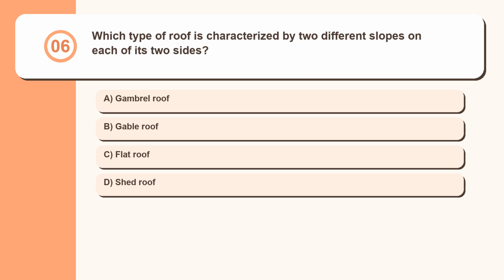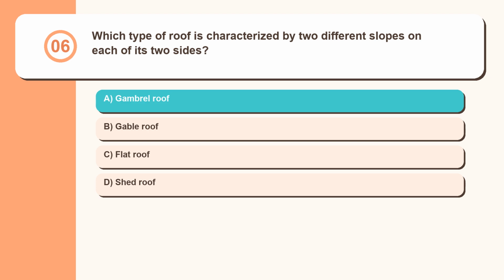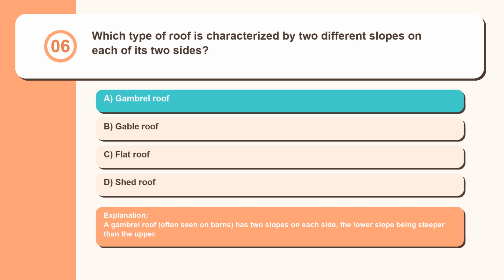Question 6. Which type of roof is characterized by two different slopes on each of its two sides? Gambrel roof, gable roof, flat roof, shed roof. A gambrel roof, often seen on barns, has two slopes on each side, the lower slope being steeper than the upper.